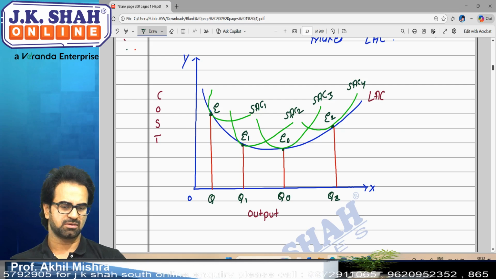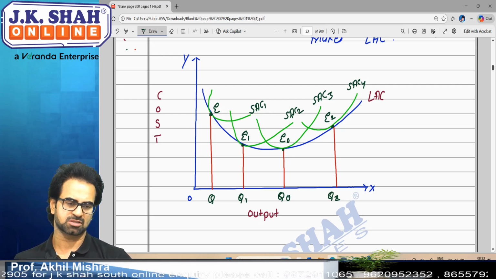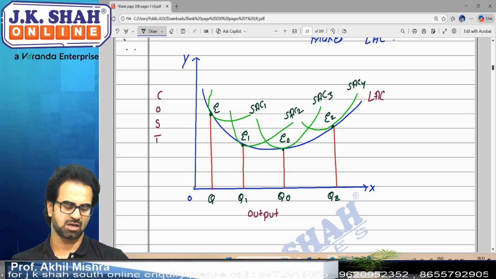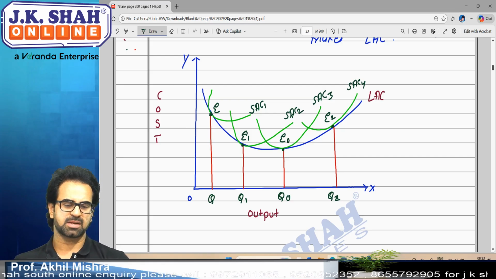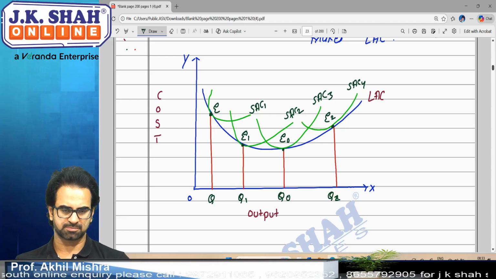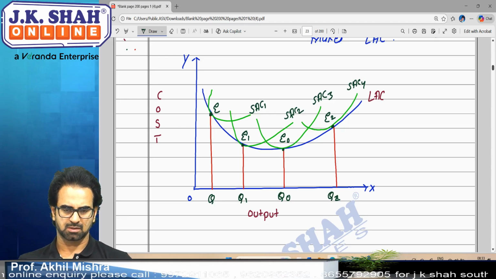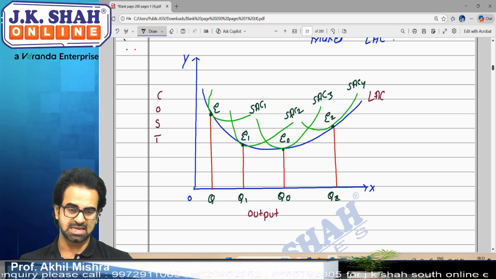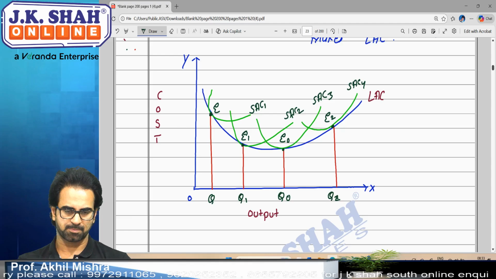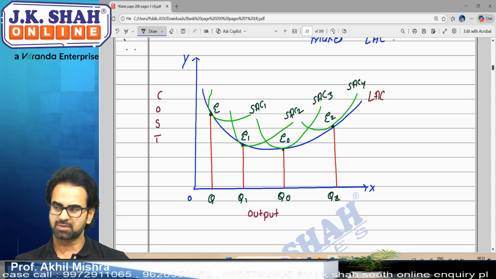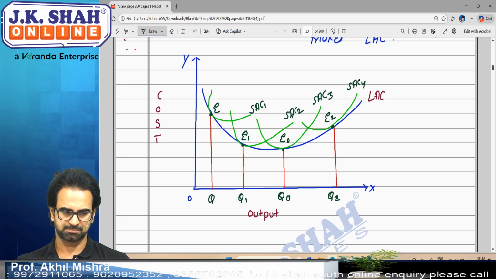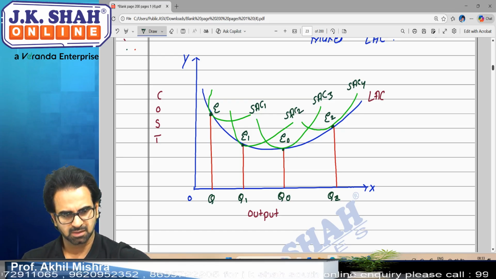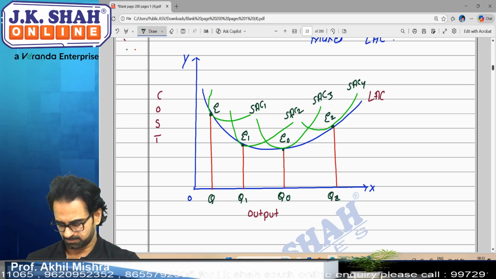Now if we see here, on the y-axis we have taken the cost, and on the x-axis we have taken what? Output. Observe carefully: when the company is producing OQ amount of output, then cost is very high, and the LAC is very up. At point E, cost is up. Is it good for a company or bad for a company? Of course, whenever cost is high, it's not good for the company.